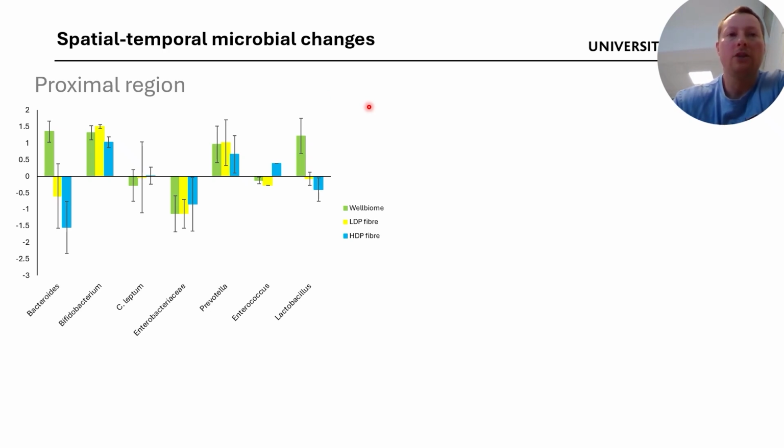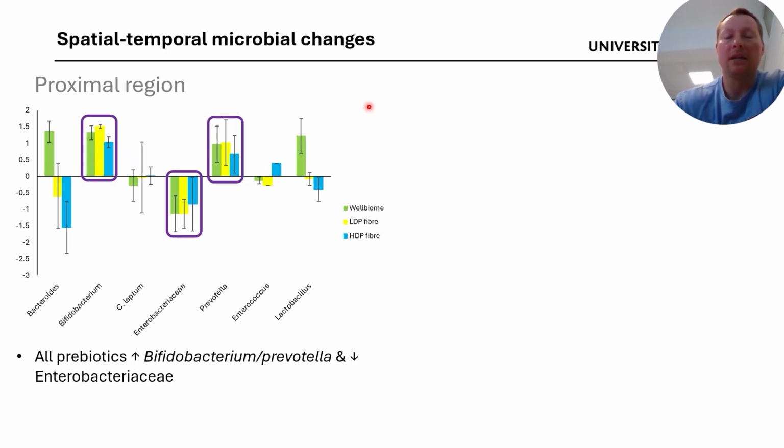So one of the first things that you can see is that, as predicted, all of our prebiotics did increase bifidobacteria and prevotella in our first vessel, and this was very encouraging because that's what they're designed to do. But also what was quite interesting is that we noticed that there was a decrease in Enterobacteriaceae, and these are microbes like E. coli and Klebsiella and Citrobacter and Salmonella, so ones that are opportunistic pathogens. So that was quite encouraging to see in our first vessel.